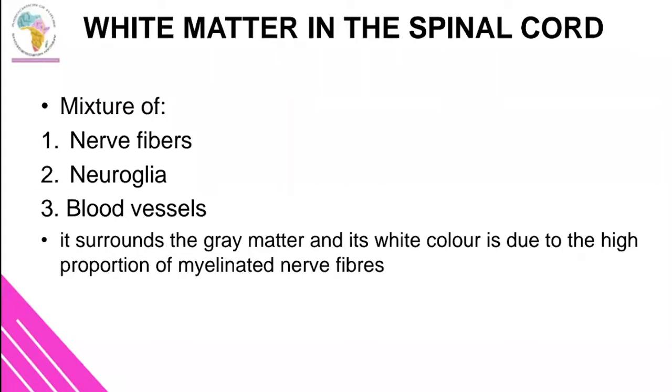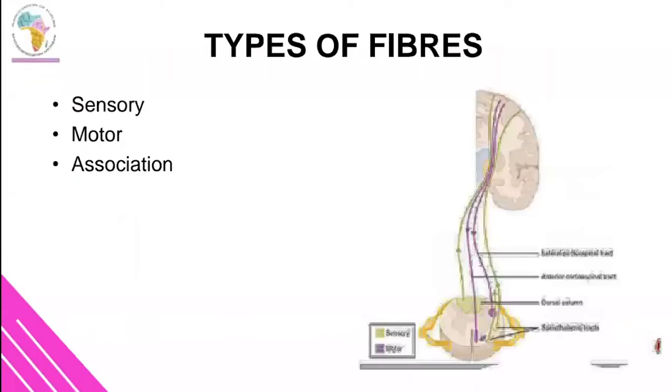So we'll talk about the white matter. White matter is also just a mixture of nerve fibers, neuroglia, and blood vessels. It tends to surround the gray matter, which gives the gray matter a butterfly or egg-shaped appearance. It is white because it is made up of myelinated nerve fibers, and we know that myelinated nerve fibers tend to transfer action potentials at a very fast rate.